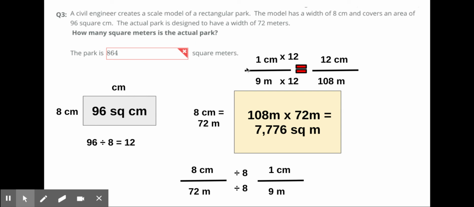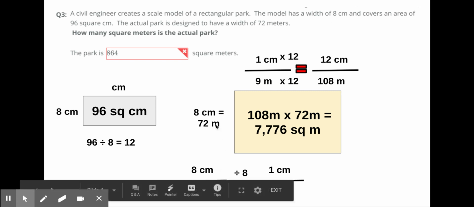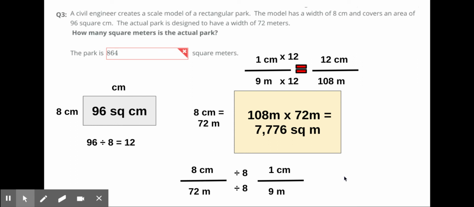We bring that back in here, we're figuring this part here. But before we go into this, let's think about our scale. We're told that 8 centimeters is equal to 72 meters. Again, when you have ratios, you have to simplify them. So 8 over 72 simplifies to 1 over 9, because you divide top by 8 and bottom by 8. 8 times 9 is 72.